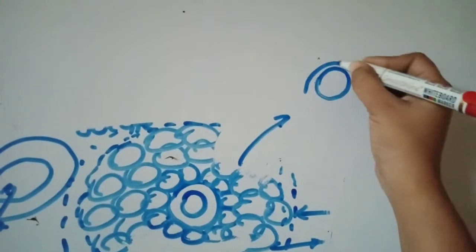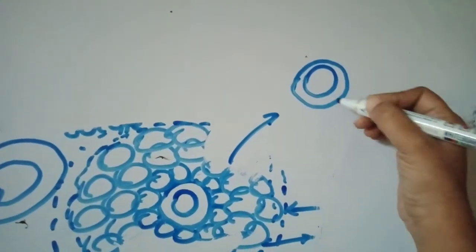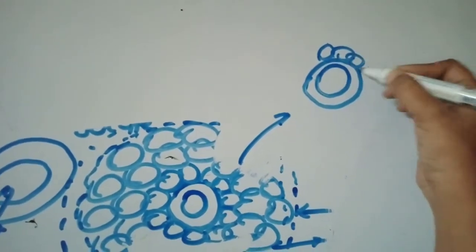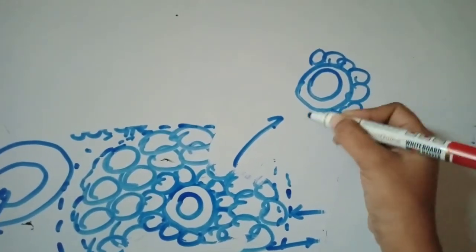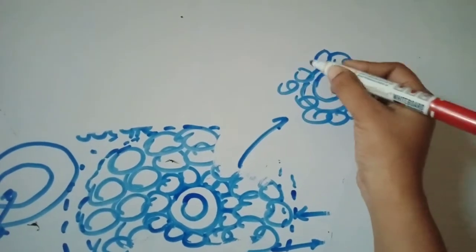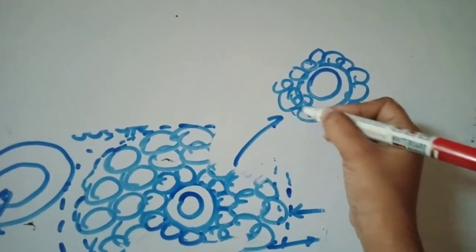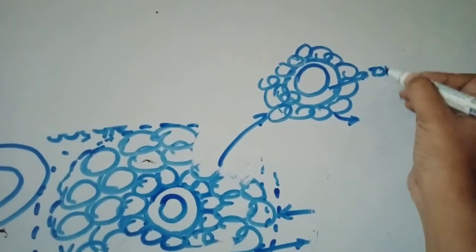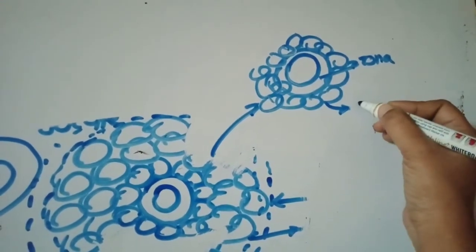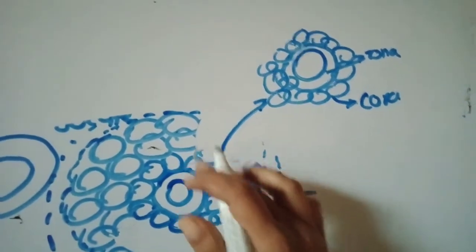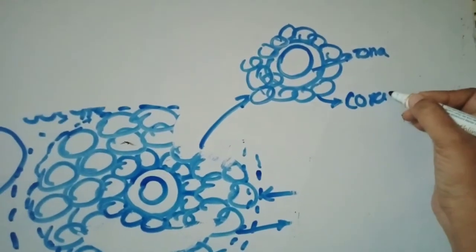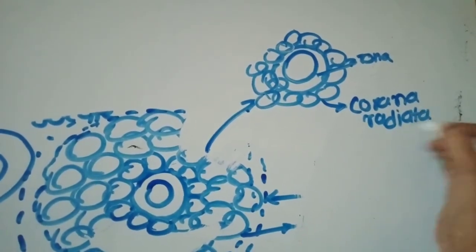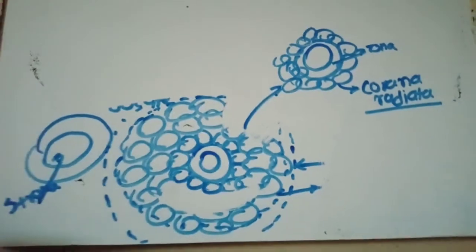Now if you see the structure of the secondary oocyte, it has the egg membrane, it has the zona pellucida, and it is covered by some radially arranged cells. You can see here elongated cells, zona pellucida. Then the corona radiata: the cumulus cells you can see here become the corona radiata. In the next lecture we'll see fertilization.